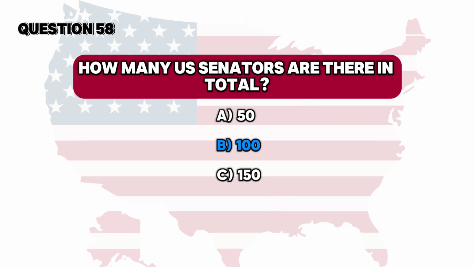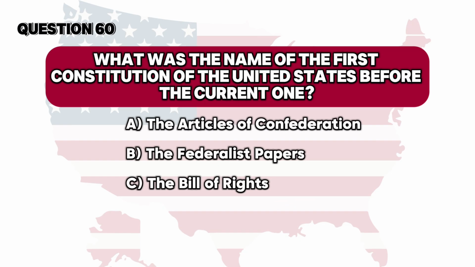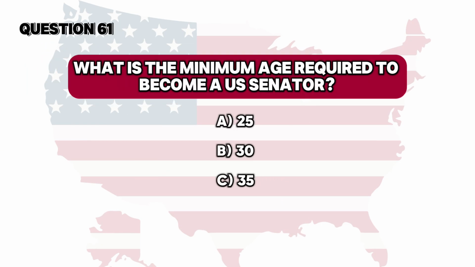100. What was the name of the first Constitution of the United States before the current one? The Articles of Confederation. What is the minimum age required to become a U.S. Senator?